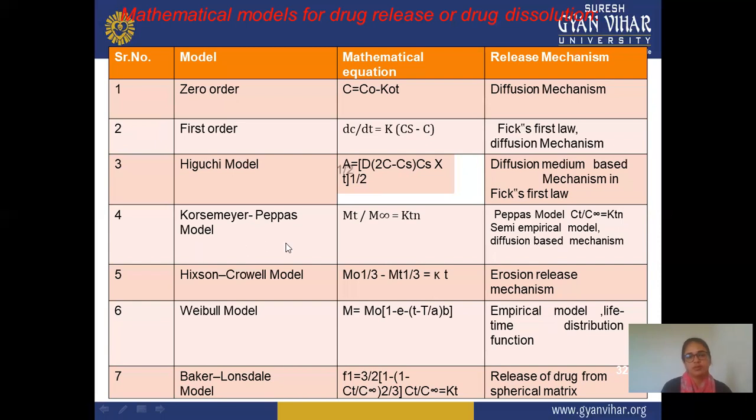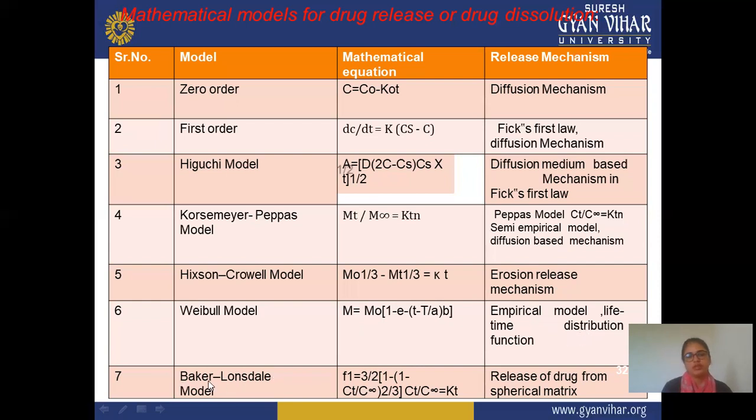In the fourth, the Korsmeyer-Peppas model, Mt/M0 = Kt^n, or Ct/C∞ = Kt^n, a semi-empirical model based on a diffusion mechanism. Next is the Hixson-Crowell model, M0^(1/3) − Mt^(1/3) = Kt, where the release mechanism is erosion. Sixth is the Weibull model, where M = M0[1 − e^(−(t − Ti)/a)^b], an empirical model with a lifetime distribution function.